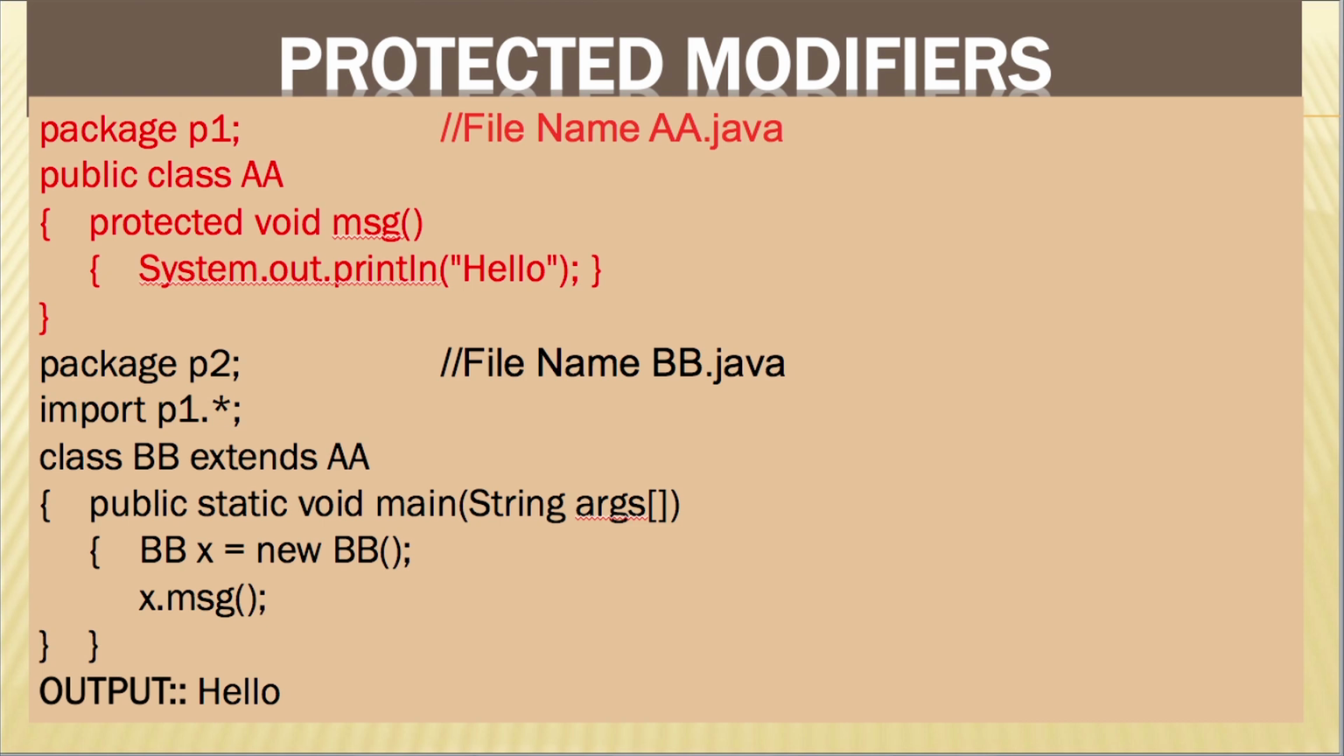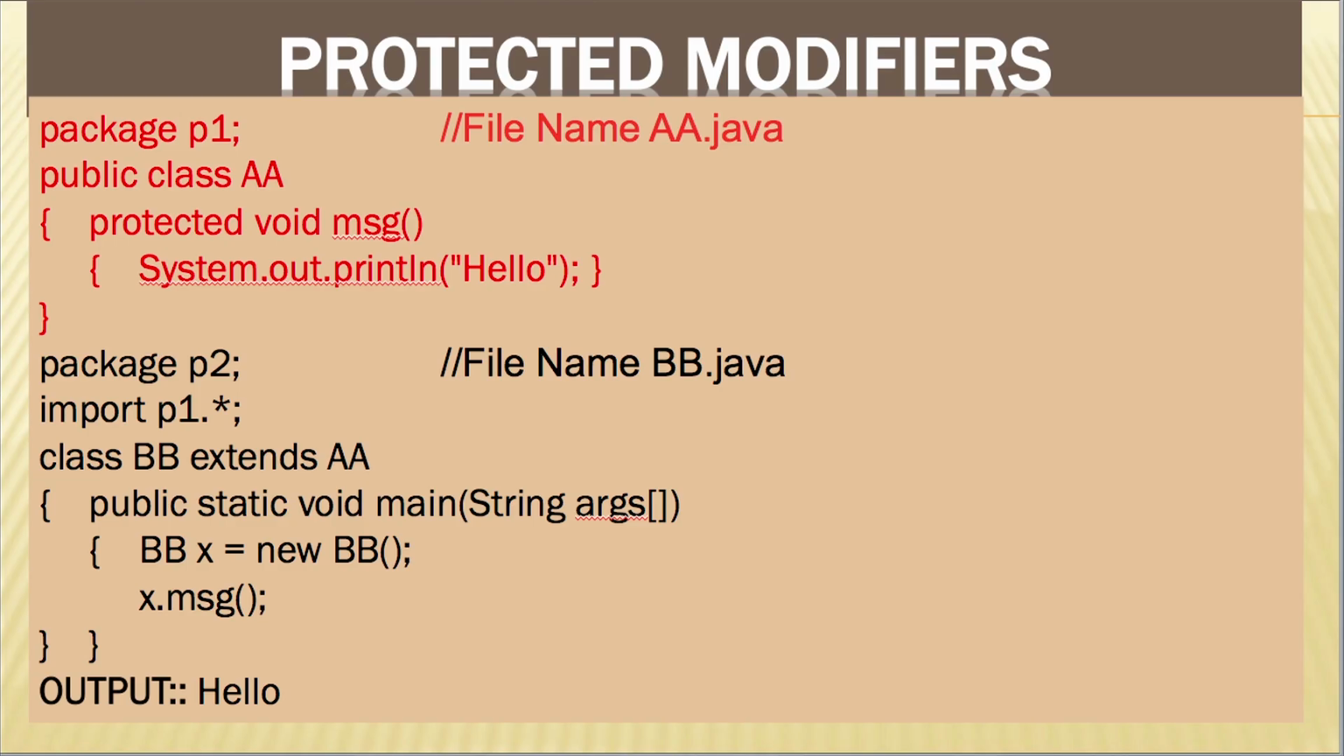But in this case we have two packages, p1 and p2, because we have the previous one, that is void message, and that is default. Because there is no modifier mentioned before this message, by default it is the default type.